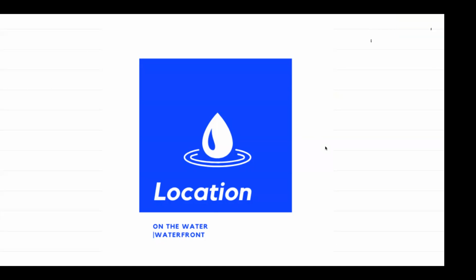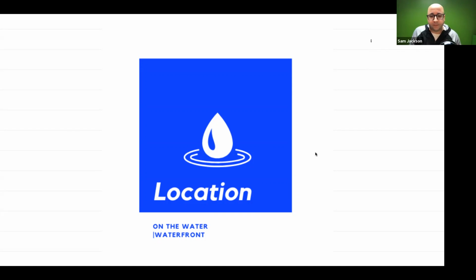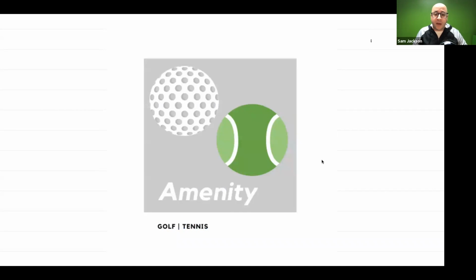So the goal is we're going to put them in buckets so that we can maximize a really personal touch, but that personal touch is really out to the masses. Okay. Cool. And I think you'll get the hang of this the more you go through this. But let's go ahead and jump on to the next one. The next one here would be amenity.